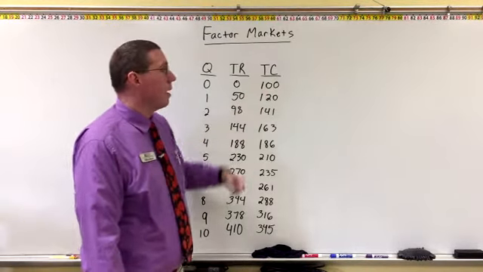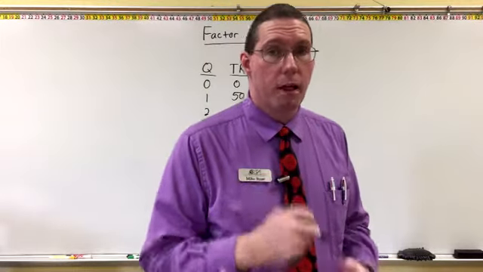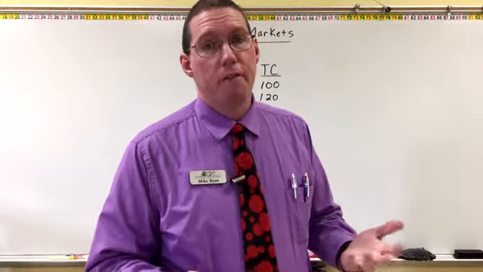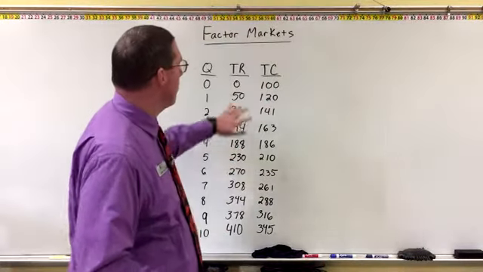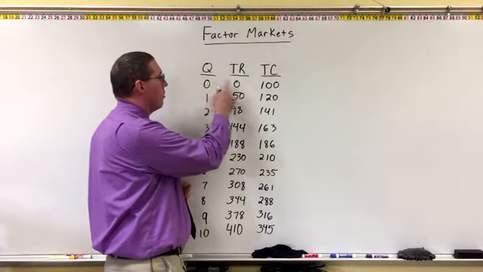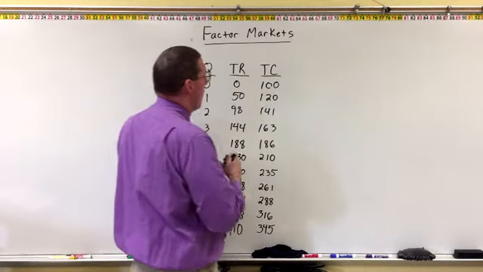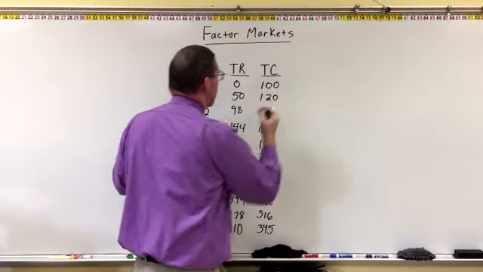Why do they still have to pay out 100 in costs? Well, those are their fixed costs. Remember, a company still has to pay its fixed costs even if it doesn't produce anything, even if it doesn't sell anything. So this company obviously has $100 in fixed costs, because at a quantity of 0 with 0 revenues, they still have to pay out 100 in fixed costs.